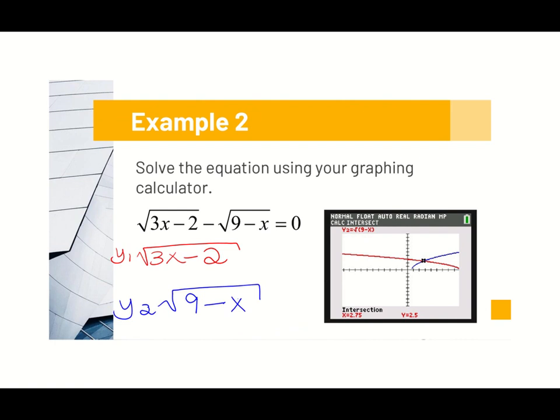So you should have put into y1 square root of 3x minus 2 and into y2 square root of 9 minus x. Hit graph, and you should have seen something that we have over here on the right hand side, but we wanted to find that exact intersection point. So remember, to find the exact intersection point, we hit second, trace. That's going to bring us to our calculate screen. Then we're going to hit number 5 for intersection.